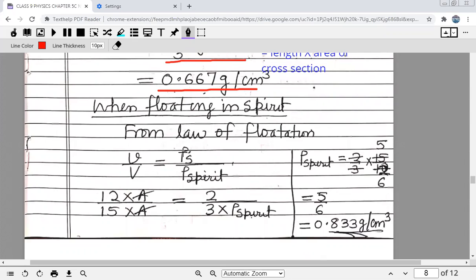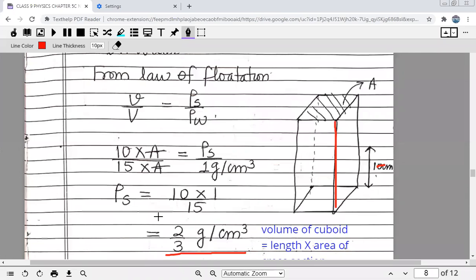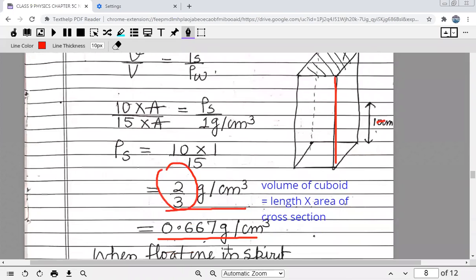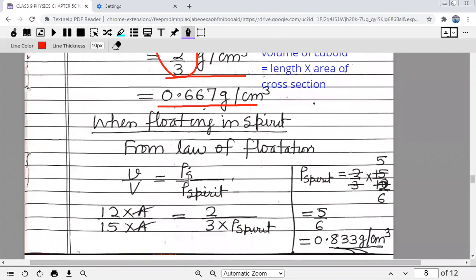So once again, when floating in spirit, not brine, it is in spirit. So small v upon capital V equals rho S upon rho spirit. So what is small v? 12 into A. Capital V, 15 into A. Rho S, already you have determined the density of solid, 2 upon 3. We will not put in 0.667, because it is not terminating. So we will write in fraction 2 upon 3. In place of rho S, you will write 2 upon 3 into rho spirit. Simplify this, you will get the answer 0.833 gram per centimeter cube.